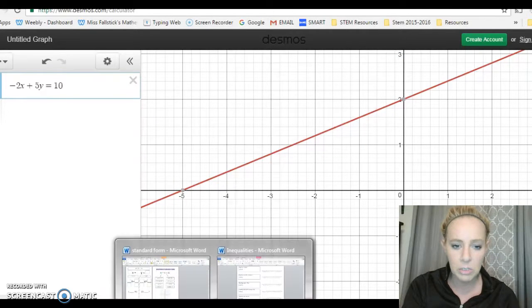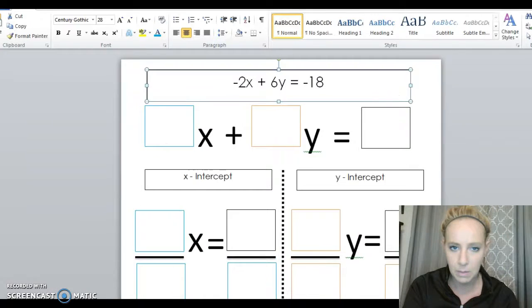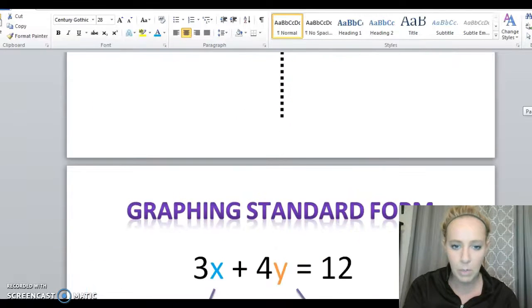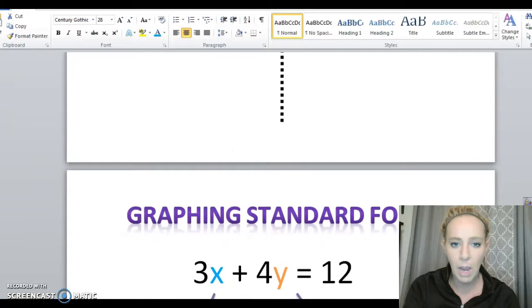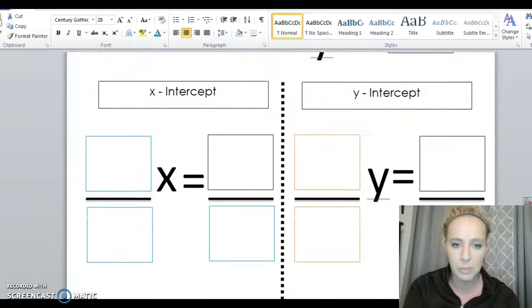So what I want you to do is get out your graphic organizer on standard form. I'm going to zoom in a little bit here. And I want you to go to the front page first. What I did is I listed the steps in verbal form. And then I provided a placemat in the back that we're going to use in class, and I'll explain that in a minute.